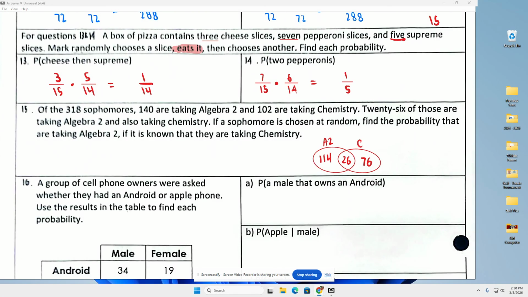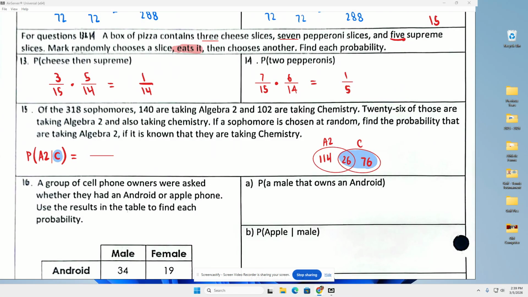Let's see what this question asks. If a sophomore is chosen at random, find the probability that they are taking Algebra 2. Okay, so probability that they're taking Algebra 2, if it is known that, or given that, they are also taking chemistry. So look, guys, we always want to focus on our given that. And our given that here is that they're taking chemistry.